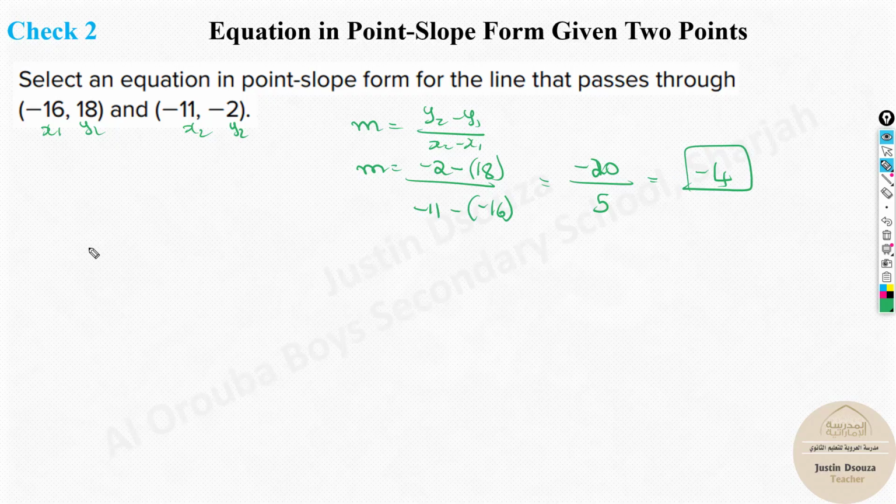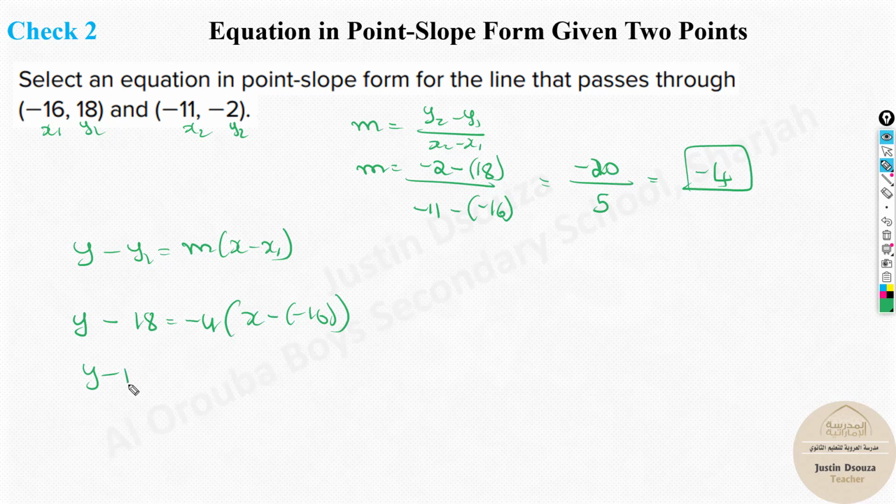What is the point slope form? We have to write in point slope. y minus y1 equals m into x minus x1. What is y? y remains. What is y1? Up to you to choose. I'll write both the equations. First, I'll write it as y minus 18 equals slope is minus 4 times x minus x1 is negative 16.